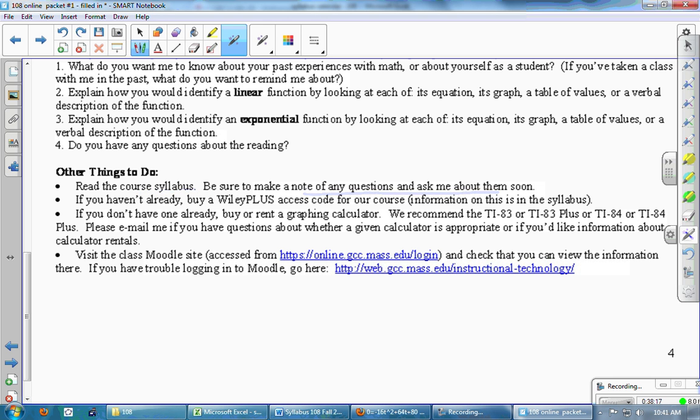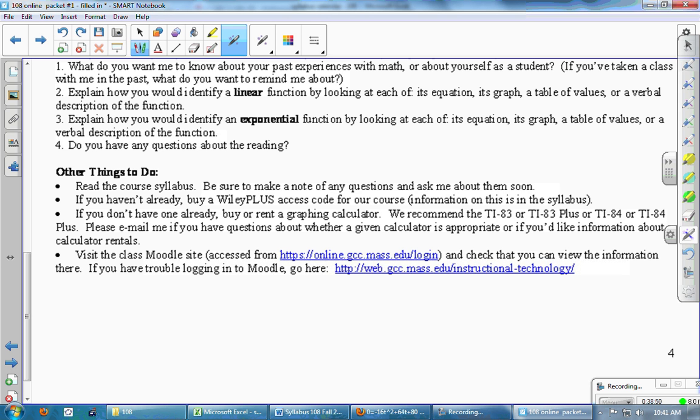If you haven't already, you're going to buy a Wiley Plus access code. You'll find info on this in the syllabus. If you don't have one already, buy or rent a graphing calculator. We recommend the 83 or 83 Plus or 84 or 84 Plus. There's information about that in the syllabus. There are plenty of calculators that are great but not usable by you on tests and quizzes. So if you have a calculator other than one of these 4, please email me and let me know what you have, and we will decide if your calculator is appropriate.